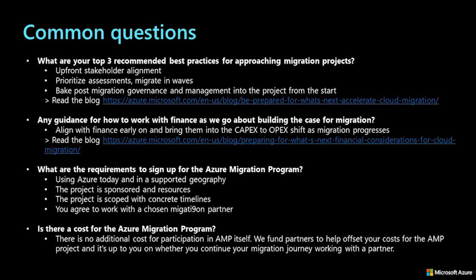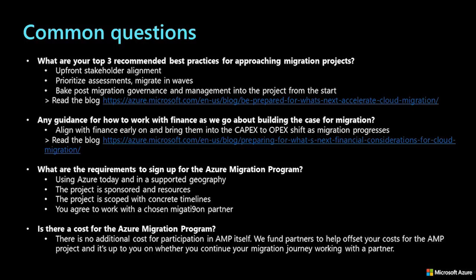Prioritize and assess your migration in waves. Make sure you have a good sense of what's running in your on-prem environment and their dependencies, and which Azure capabilities are best suited. Start migrating your easier, lower complexity workloads, and then learn, and then increase the scope in the different waves. And last would be to bake post-migration governance and management into your migration project from the get-go to pave the way for long-term success. Our migration team talked about this in a recent blog about landing zones.